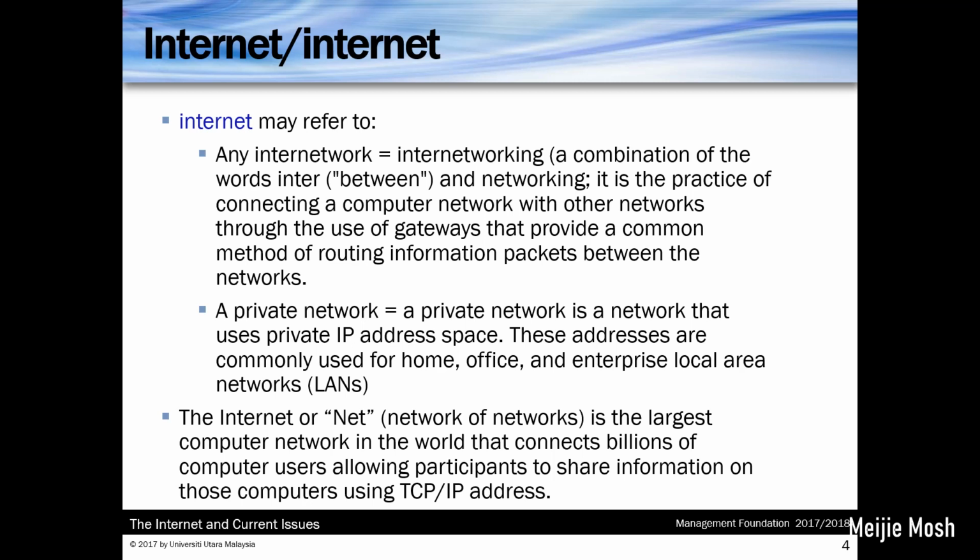There are two types of internet. One is with lowercase i for the internet, and another one is with capital I for the Internet. The internet with lowercase i may refer to any internetwork or internetworking, which is a combination of the word inter, meaning between, and networking. This internet is the practice of connecting a computer network with other networks through the use of gateways that provide a common method of routing information packets between the networks.